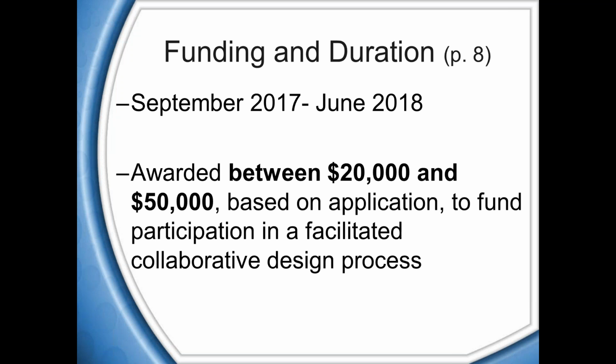In terms of funding, it is from September through June for the design phase, and projects will be awarded between $20,000 and $50,000 depending on the application and the size of the district to fund your work in this collaborative design process. So as I mentioned, this work is really about designing a plan for what it would look like now that we know what our problems of practice are, now that we know what our root causes have shown us. These are the actions that we think we would need to take to make changes in our system. So that's what you would be funding with this grant.